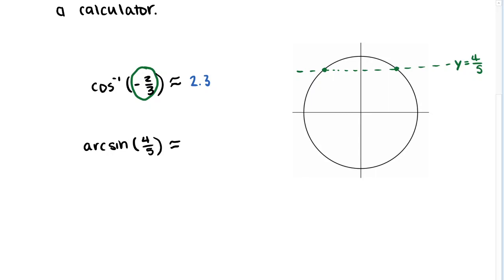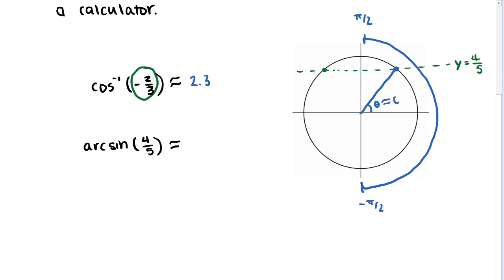And so here we're only going to get angles between -pi/2 and pi/2. And so here we're going to end up with this angle here. And again, we're not familiar with sine well enough to get the exact value of the angle that corresponds to a y-coordinate of 4/5, but we can use our calculator in this case to get an approximate value. And this gives us approximately 0.927.